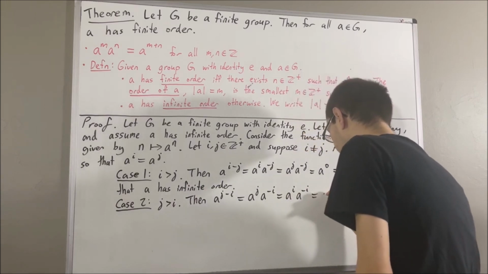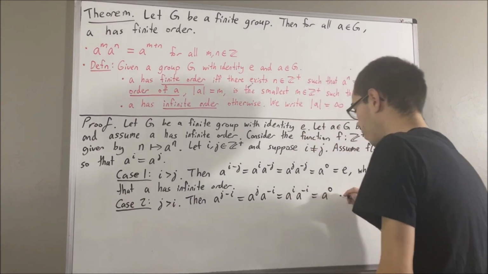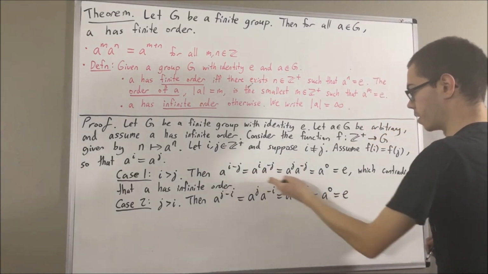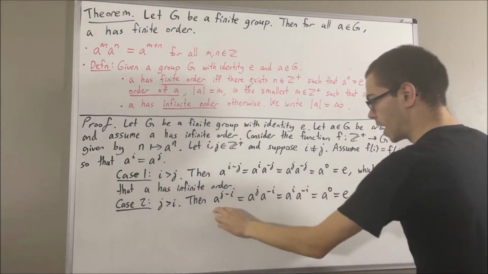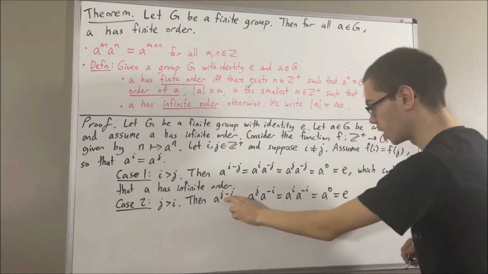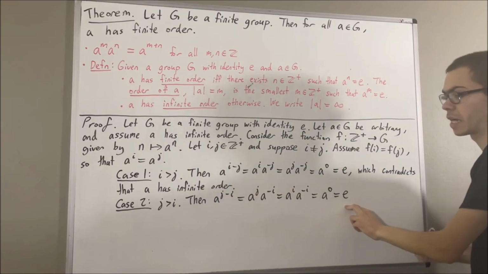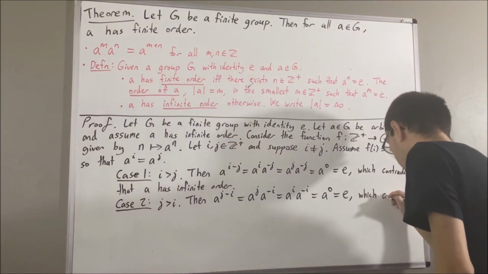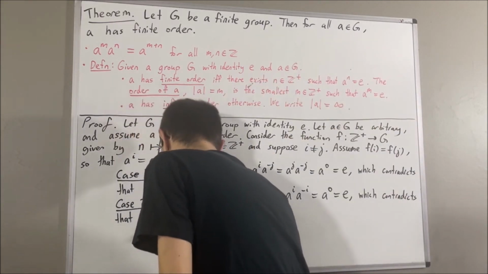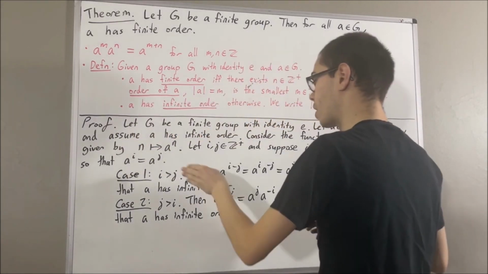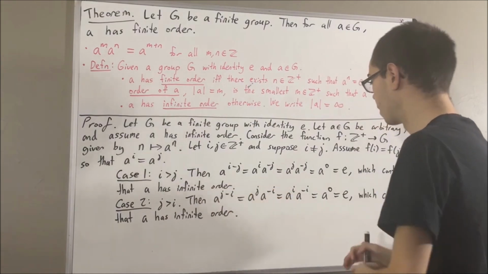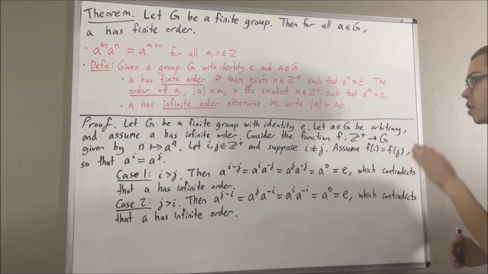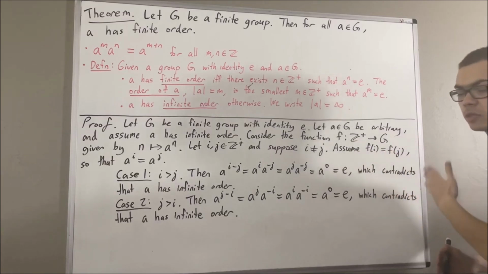And then this is just a to the power of 0, and a to the power of 0 is the identity element. So we get a similar argument that we did above. So this shows that a to the power of a positive integer is equal to the identity element. And that contradicts the fact that a has infinite order. So no matter what case we have, we reach a contradiction. Our assumption that f of i equals f of j led us to a contradiction. So we must instead have f of i is not equal to f of j.